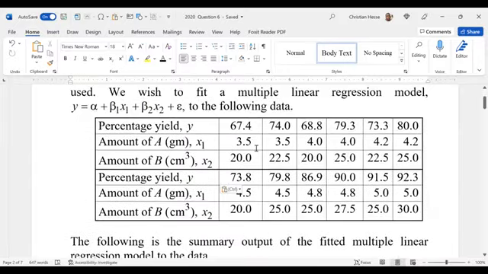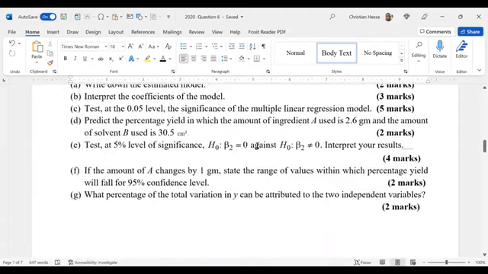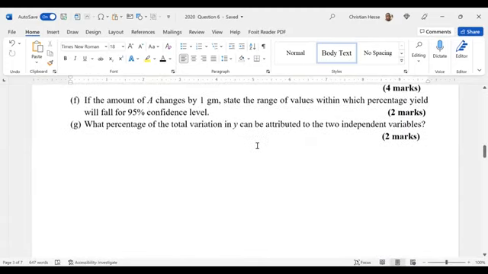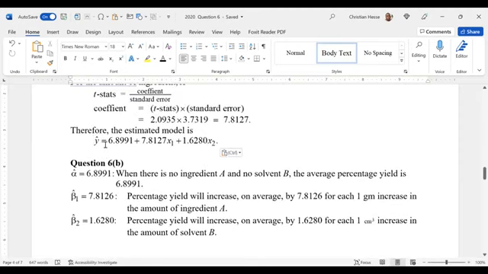What is B saying? Interpret the coefficients of the model. Good. So we have to interpret the coefficients of the model. This one, what does it mean? It means when there is no ingredient A and no solvent B, the average percentage yield is 6.8991. So that's the interpretation of the alpha.